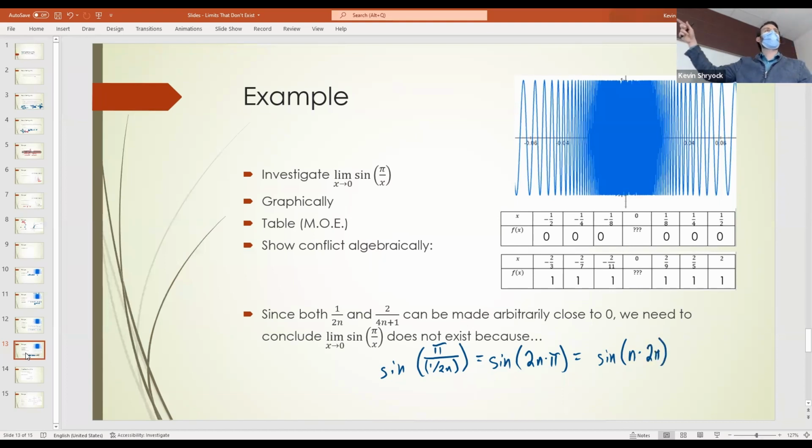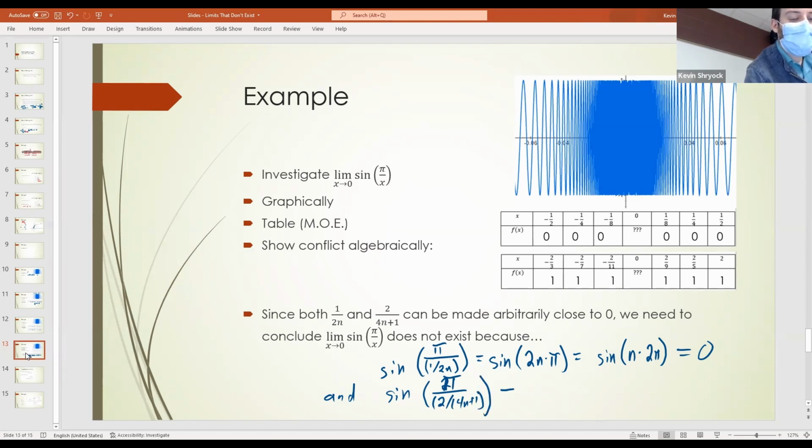Let's remind ourselves again, sine of 2 pi is 0, because I've gone around one full revolution of the circle. And if I go through another revolution of the circle, I'll still be at 0, and 0 and 0. It doesn't matter how many complete revolutions I've gone around. If I am back at the starting point, this is always 0. And sine of pi divided by 2 divided by 4n plus 1 equaled 1, because that's how we got our second sequence. And 0 does not equal 1.